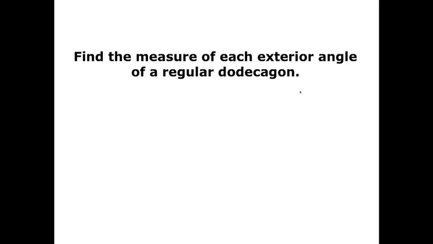So here I have a regular dodecagon. Dodecagons have 12 sides. I want to know the measure of one exterior angle. So I'll take my 360, divide it by my number of sides, 12. 360 divided by 12 tells me that every exterior angle in that regular dodecagon is 30 degrees.